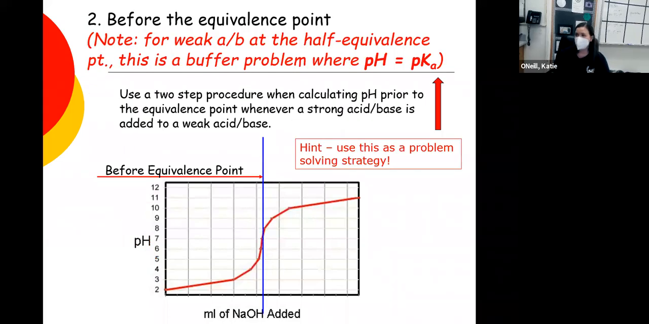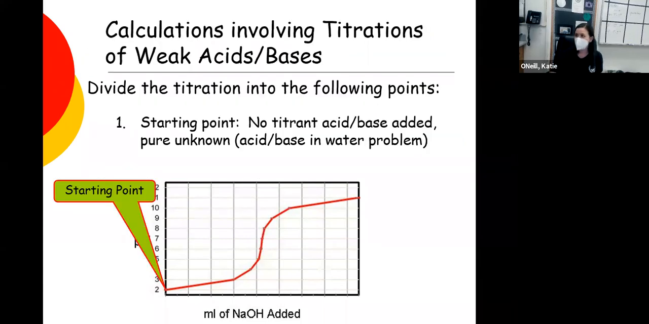The second point, and this is the one that can get a little tricky of where to choose. Go back a little bit. The first point was the starting point, no titrant added. So if you've got the acid in the flask, the titrant would be the base, or vice versa. There's no titrant added, so it's just the pure weak acid or base that's in the Erlenmeyer flask. Your unknown.